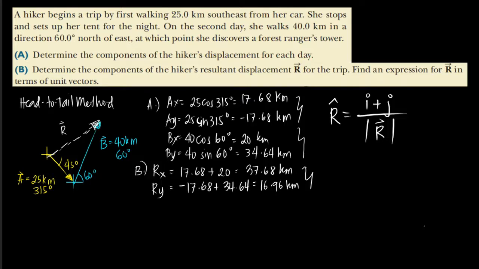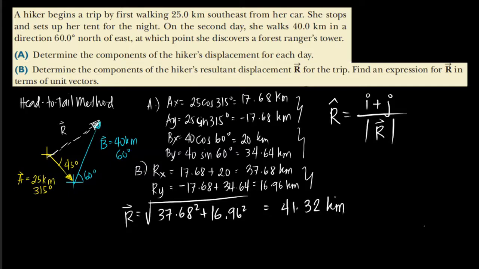No, kay siya ni ang resultant x. May j naman kita, 16.96, kaysa ni ang resultant y. Ang kulang is the magnitude for r. So, let's solve it. Okay. Square root of 37.68 squared, 16.96 squared. Okay. It's 41.32 kilometers. Para lang trip-trip sulbon ta na ang iyang direksyon na.